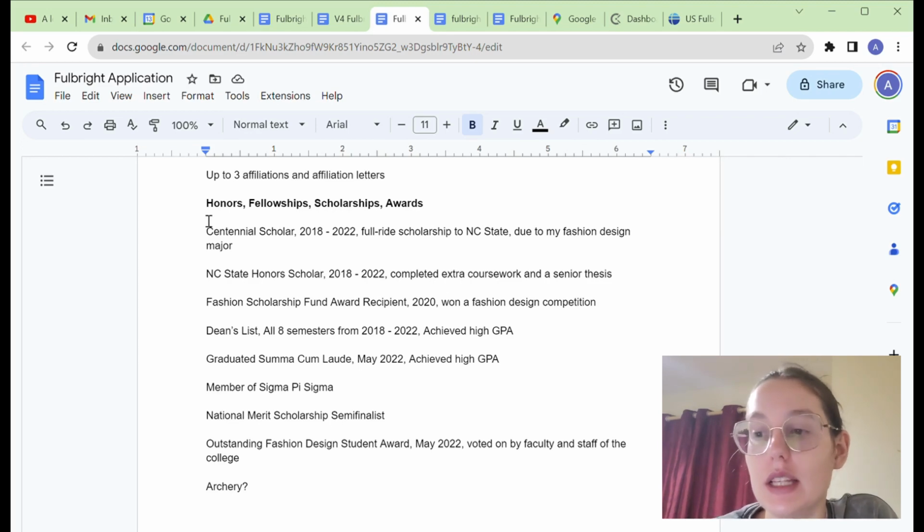And then they have lists, so your honors, fellowships, scholarships, and awards. So if you've been on the dean's list, that would count. If you had some sort of scholarship, like a merit-based scholarship, that would count. If you're an honors scholar, that would count. If you've won any sort of competition, even if it's not super related, if it's at all impressive, put it on there. If you're a member of any honors groups, like honor fraternities or anything, put that on there.